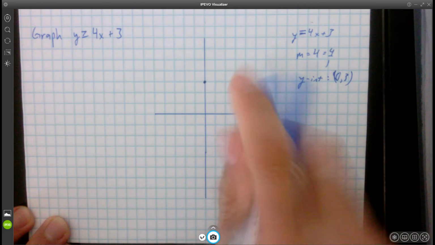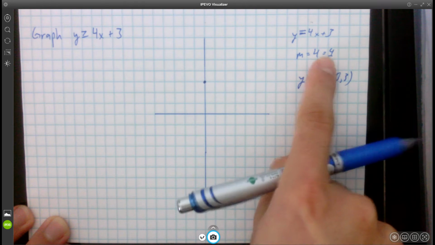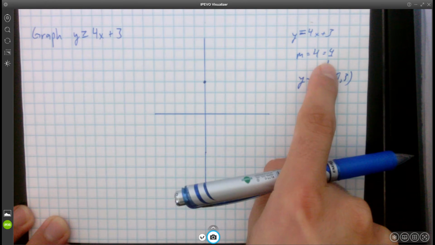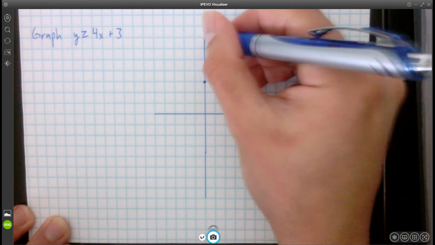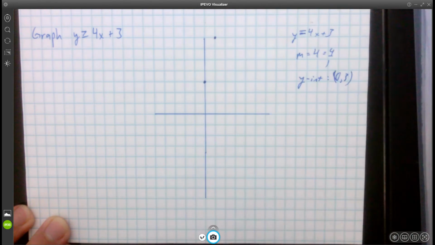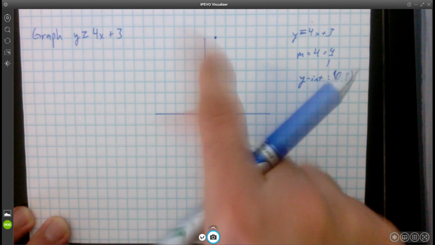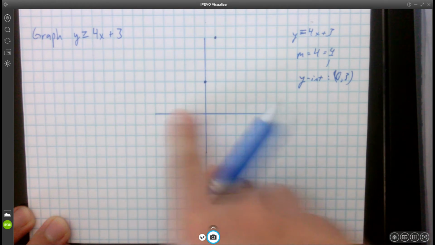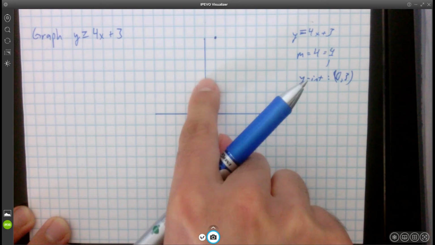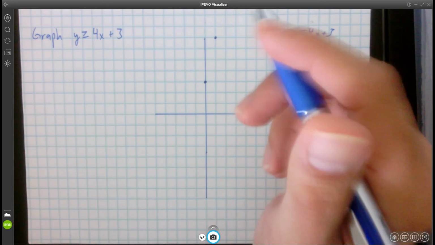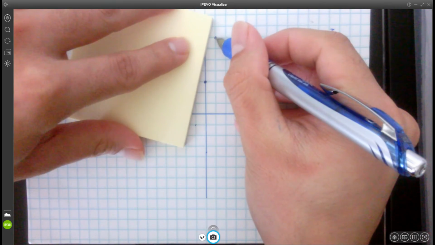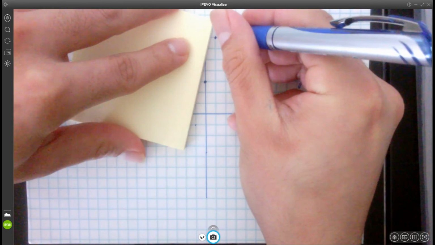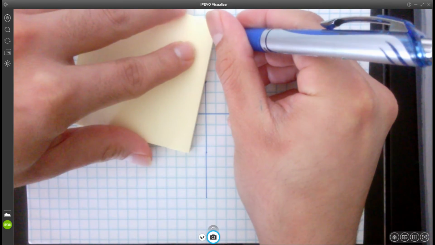Now I can find my next point by using my slope. That's the change in y over the change in x. So the change in y is up 4 units and over 1. Since it's a positive slope, from left to right, as x gets bigger, the values of y get bigger. Now I'm going to plot these points and draw a line through them to connect them.